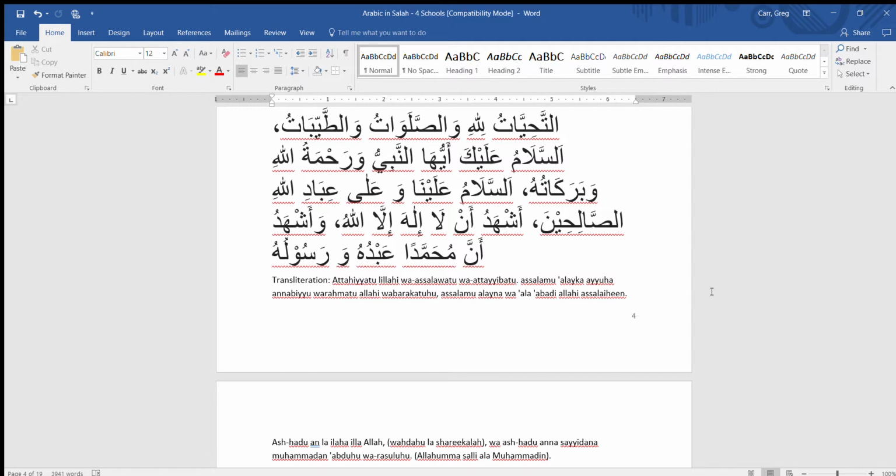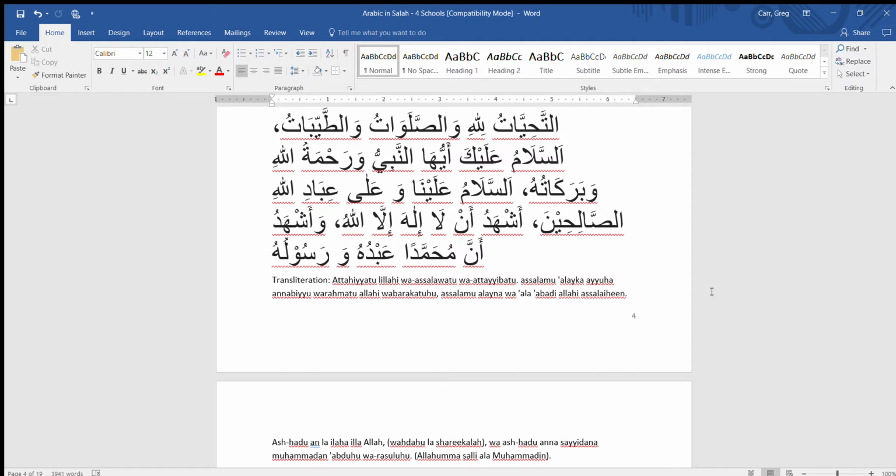So all together now, at-tahiyyatu lillahi was-salawatu wat-tayyibat. Assalamu alayka ayyuhan nabiyyu wa rahmatullahi wa barakatuh. Assalamu alayna wa ala ibadillahi salihin. Ashhadu an la ilaha illallah wa ashhadu anna Muhammadan abduhu wa rasuluh. I also recommend pausing throughout this video and repeating after me, trying to memorize this and pronounce it correctly.